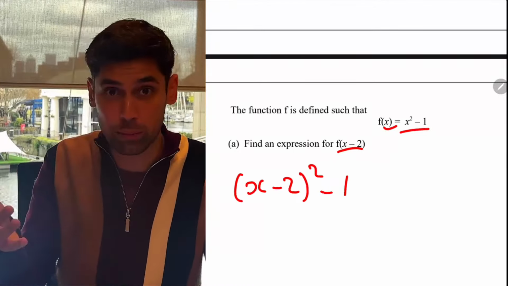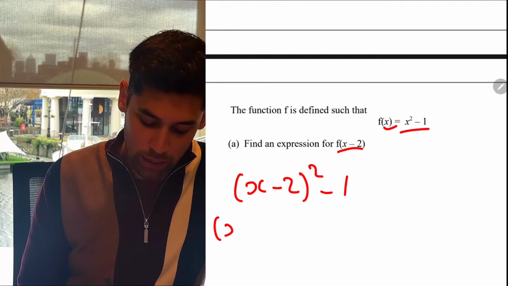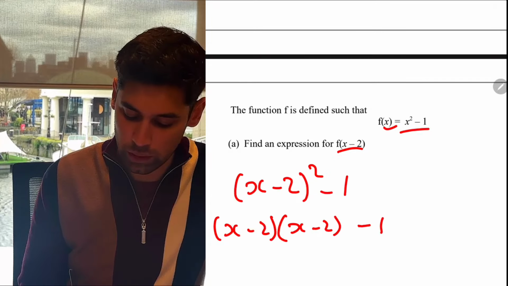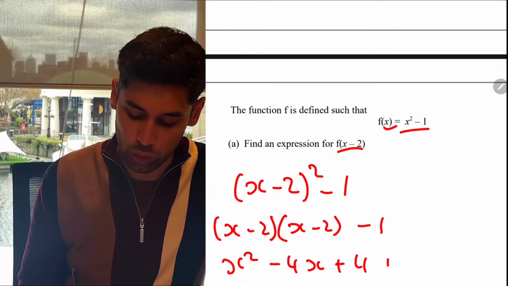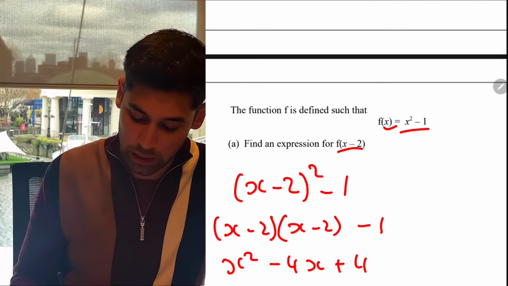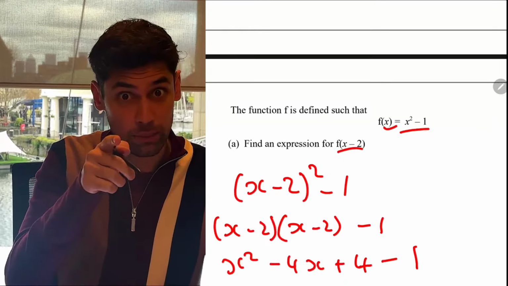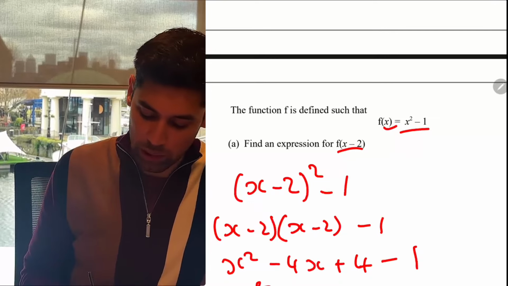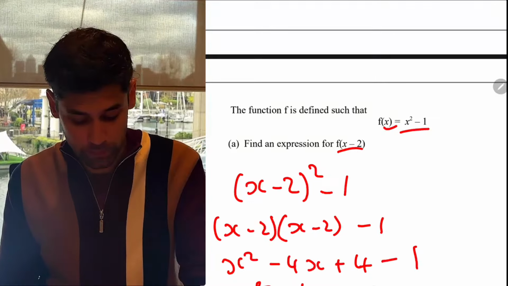Then we just expand the bracket and simplify. So expanding this bracket, remember, times out the bracket, write it next to itself. X squared minus 4x plus 4 minus 1, that should be. So again, I've skipped a couple of steps in the expansion of that bracket, but you don't skip steps, right? I can skip steps, but you can't. X squared minus 4x plus 3 will be the expression.